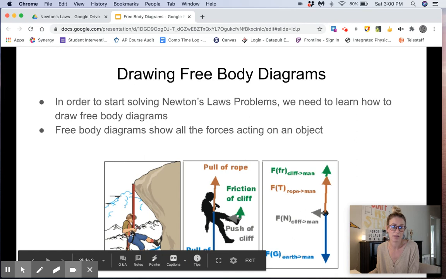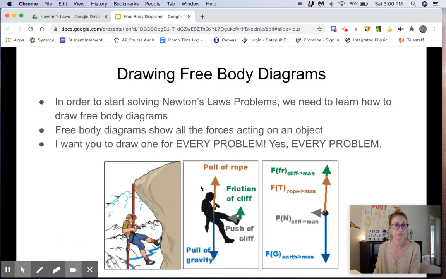So you can see this rock climber right here. The rock climber has the pull of the rope, which we call the force of tension. We also have the pull of gravity, which we call the force of gravity. And then he puts his little foot on the cliff. There's the normal force of the cliff to the left, and then the friction of the cliff to the right. So those are all the forces that are acting on his body.